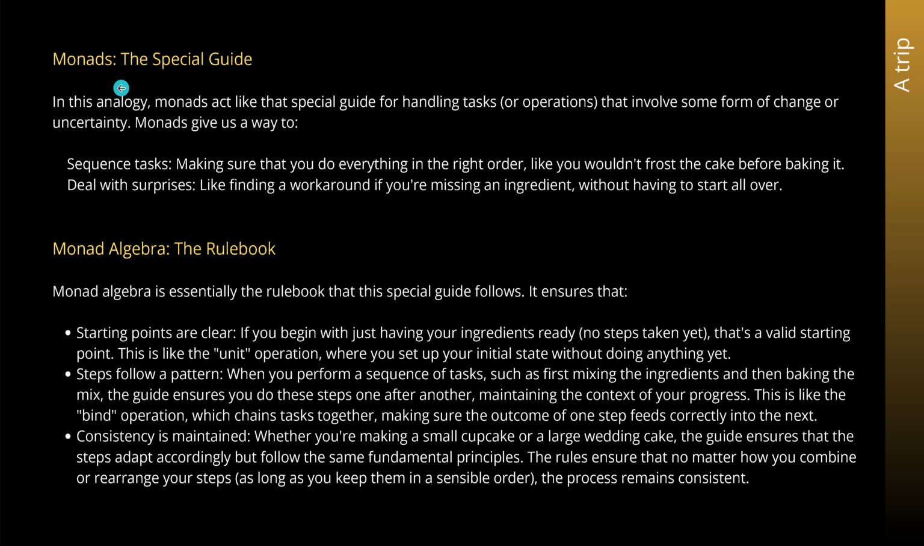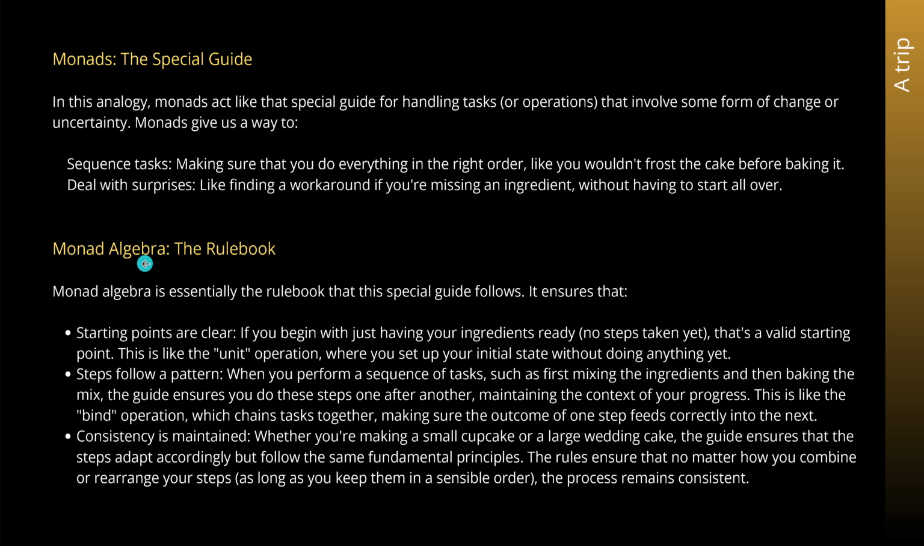If you want a simple explanation, in this analogy, monads act like the special guide for handling a task or operation that involves some form of change or uncertainty. And yes, you're right, we have monads also in complexity theory, where we try to describe here a complex self-evolving system. They give us a way to sequence tasks, make sure that everything you do is in the right order, and deal with surprises. It's really that simple, like finding a workaround if you're missing an ingredient without having to start all over. So if in a complex system, suddenly you encounter a new situation, with a new solution that you found, this is here really helpful.